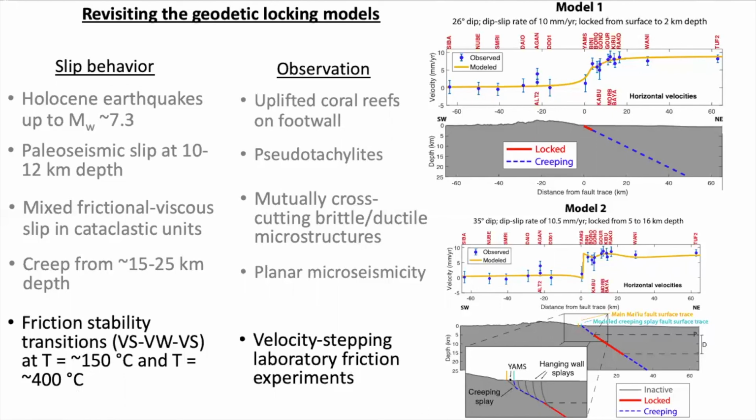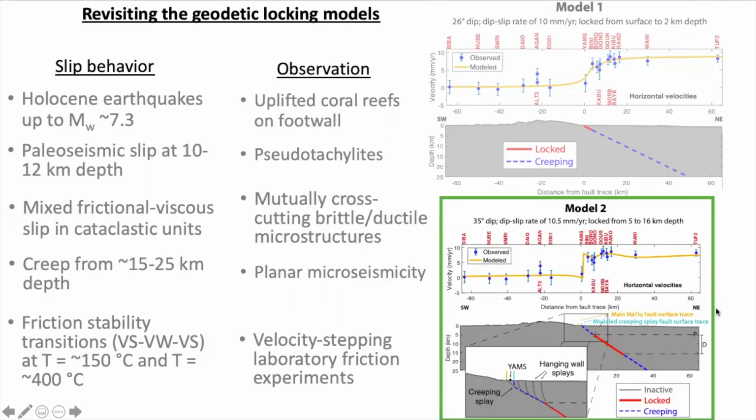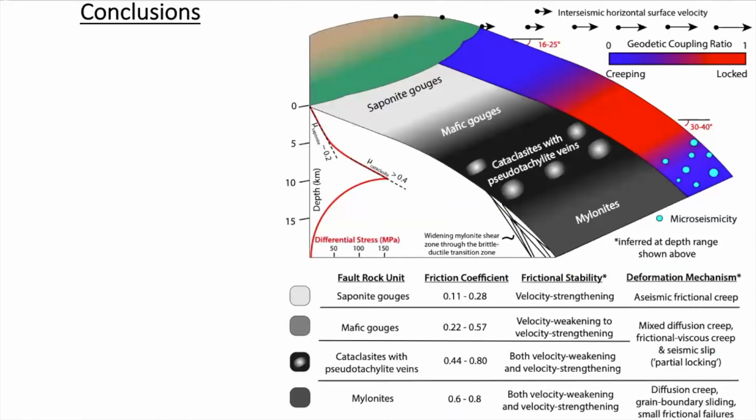All of these inferences of fault slip style and slip behavior point to model 2, which shows deeper locking, which we would expect to be able to generate the larger earthquakes recorded in the corals and the pseudotachylites. Down dip of this, we have the creep in the mylonitic shear zone, and up dip of this, we have stable aseismic frictional creep in the shallowest saponitic gouges.